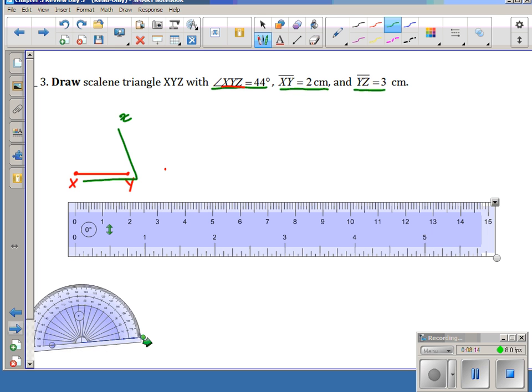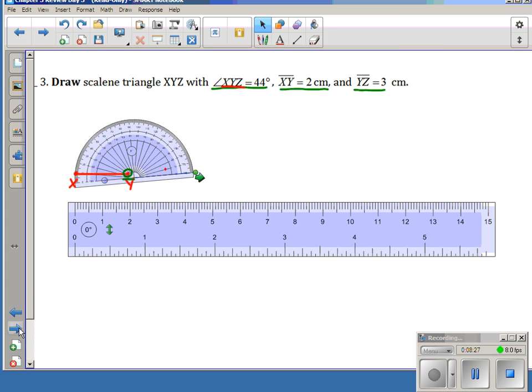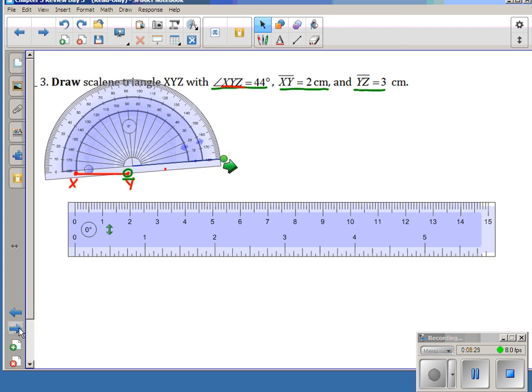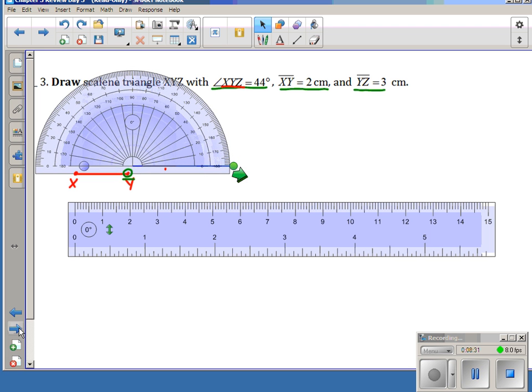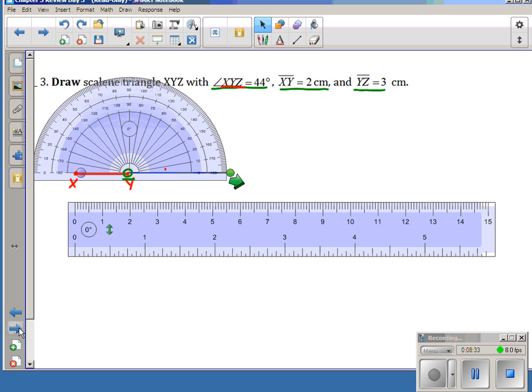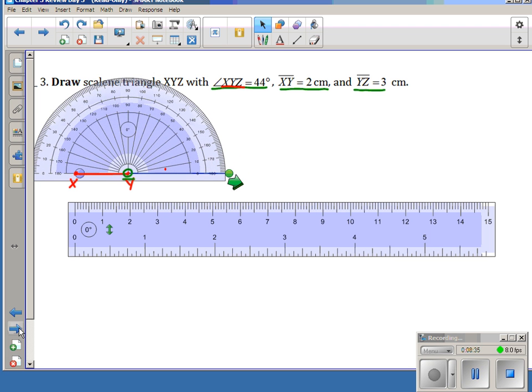Now I have to measure that to be 44 degrees. But the point of me doing that is showing you that Y is your vertex. All right? So that's where I'm going to place my protractor when I go to make the 44-degree angle at Y. So I'm going to place my protractor here. Get a little bigger so I can read it. Promise after this it'll be a little easier. It's these tools that take me forever.